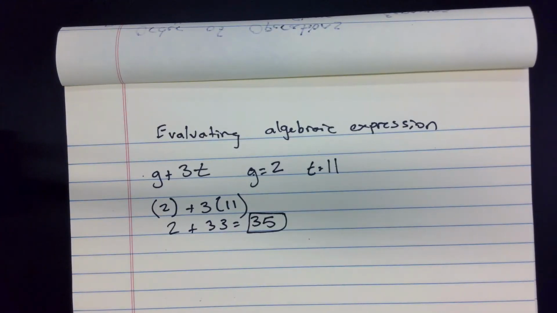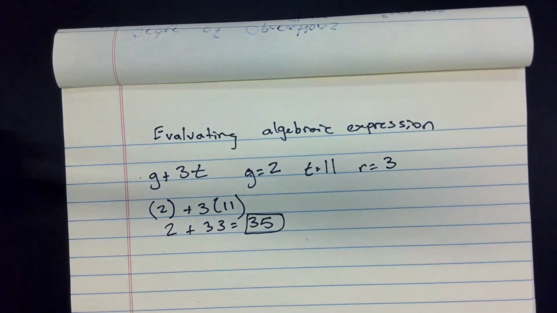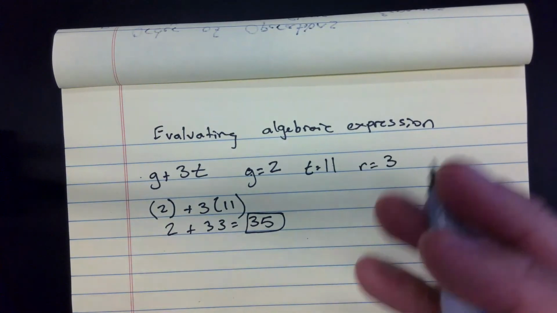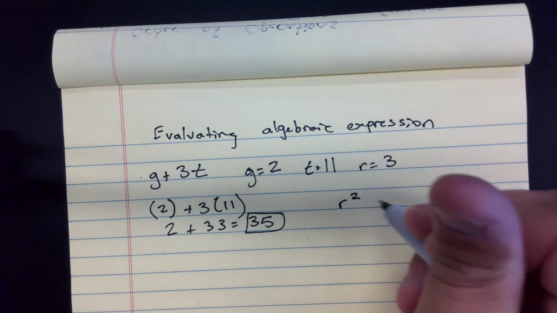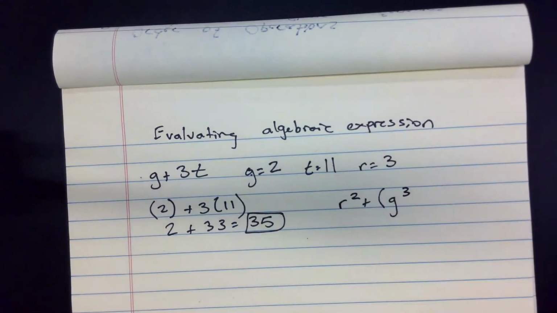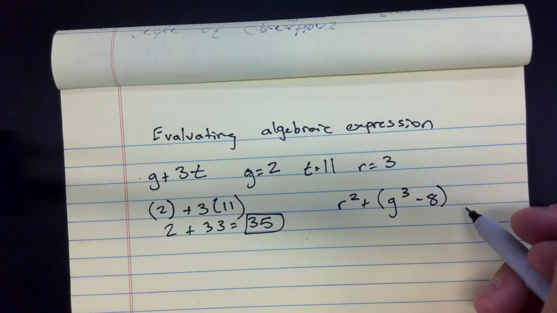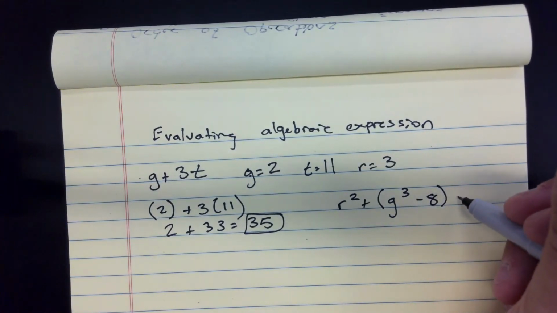Now these things can look as miserable or as great as they want. Here, I'll tell you what, we're going to do one with R. R equals 3. So let's do another one. Let's say we had R squared plus G cubed minus 8 times T.